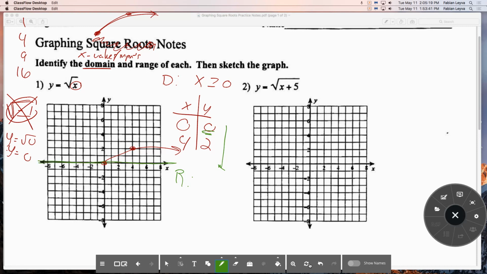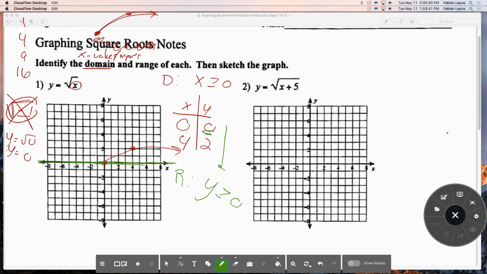Look at this graph. For what y values does this graph exist? Now notice I drew a line at the lowest point. Does my graph exist above that green line or below that green line? Above. So that means that we're talking about y values. Your y values have to be greater than or equal to 0. You can see it within your table or you can see it within your graph. Cool.